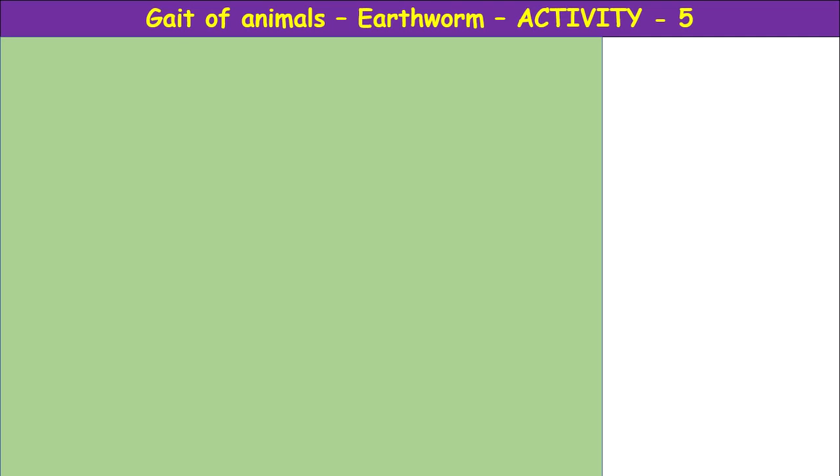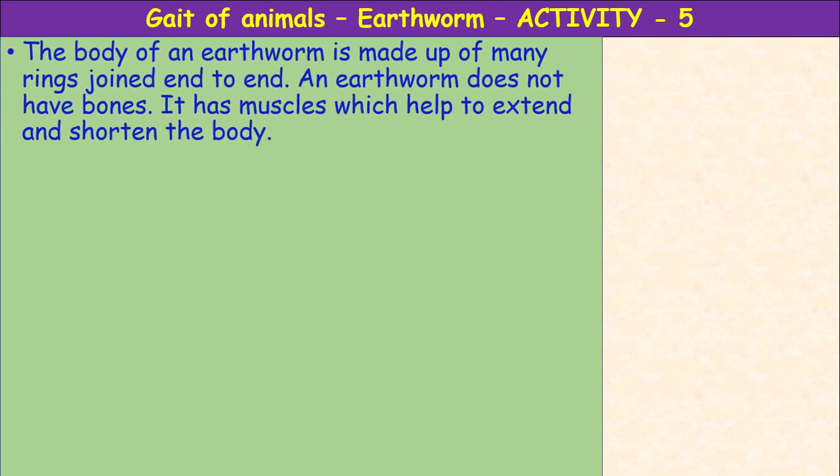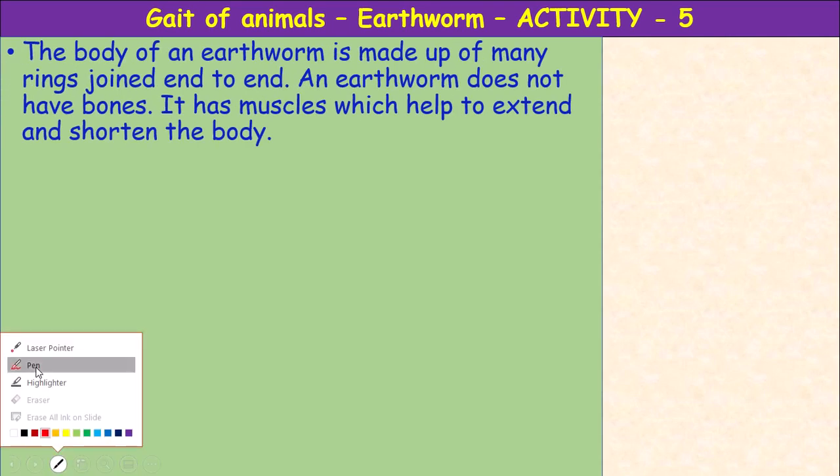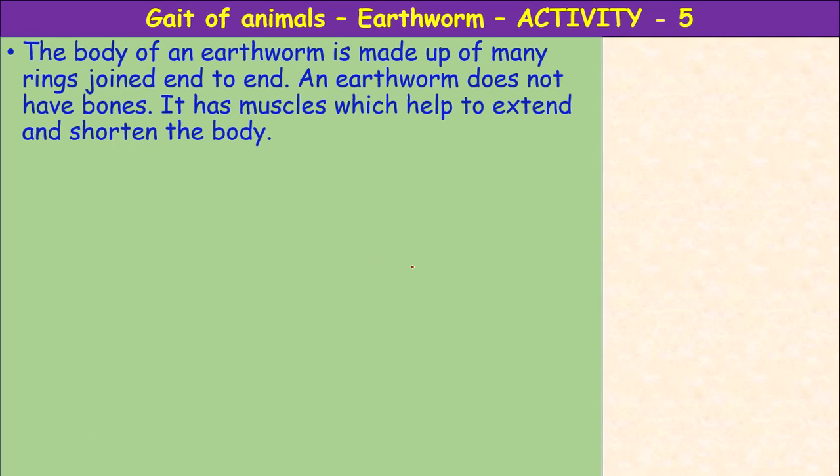Okay, gait of animals, earthworm. With the help of an activity, let us discuss. So this earthworm is an invertebrate, belongs to phylum Annelida. The body of an earthworm is made up of many ring-like segments joined end to end.